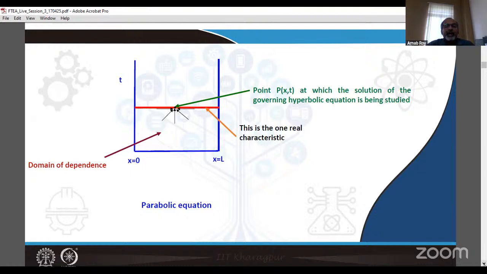If you look at the characteristics-based solution of this kind of problem, you remember that parabolic partial differential equations have one real characteristic. So the information propagation happens the way that we have indicated using those small black arrows over here. So at a point P(x,t) at which the solution of the governing parabolic equation, I'm sorry, is being studied, the information will propagate from all directions the way it is shown using those black arrows. So the entire region below it happens to be the domain of dependence.